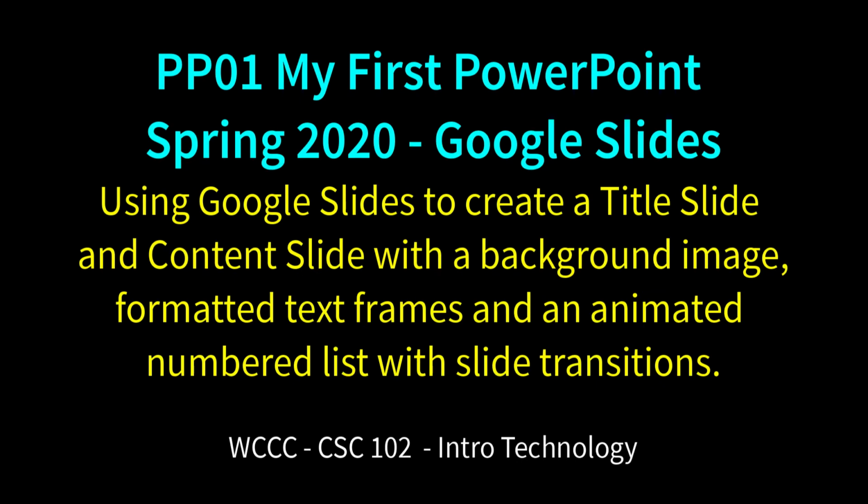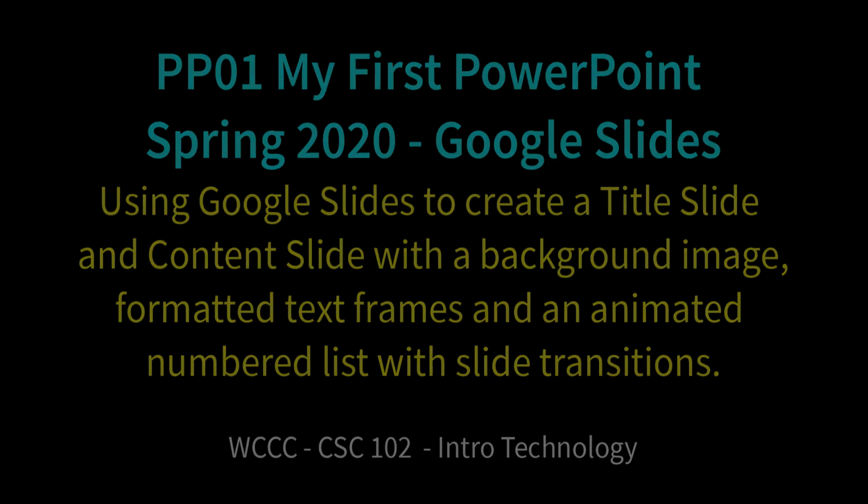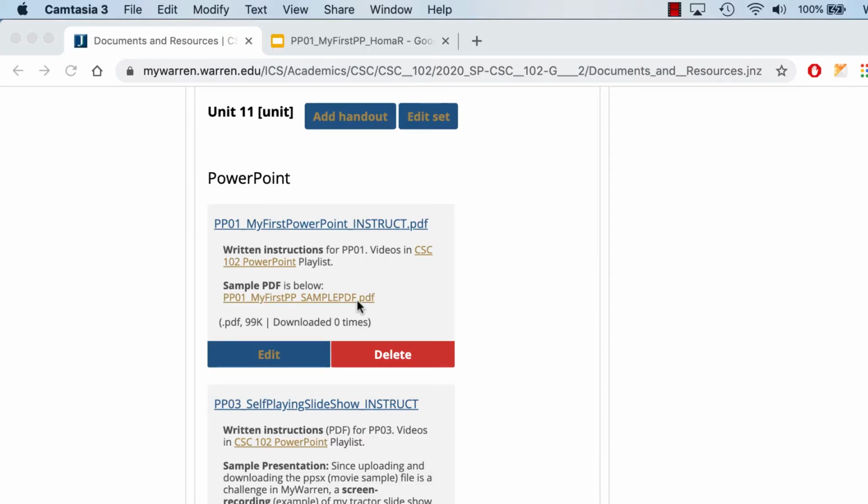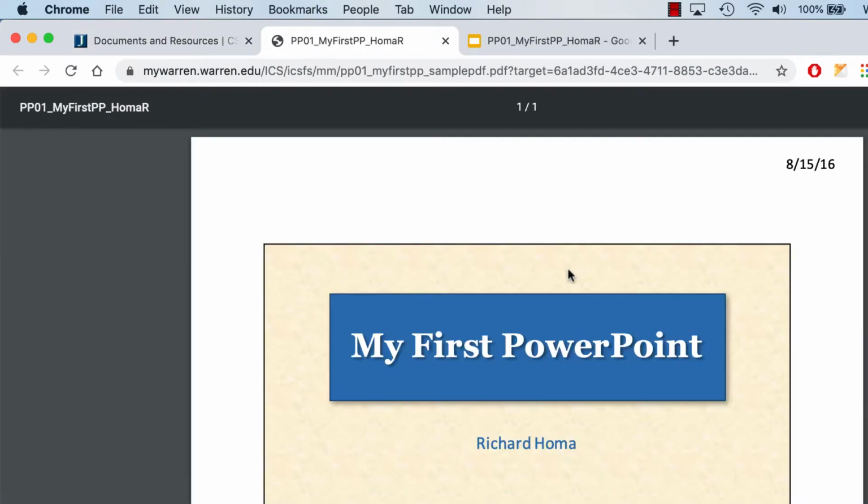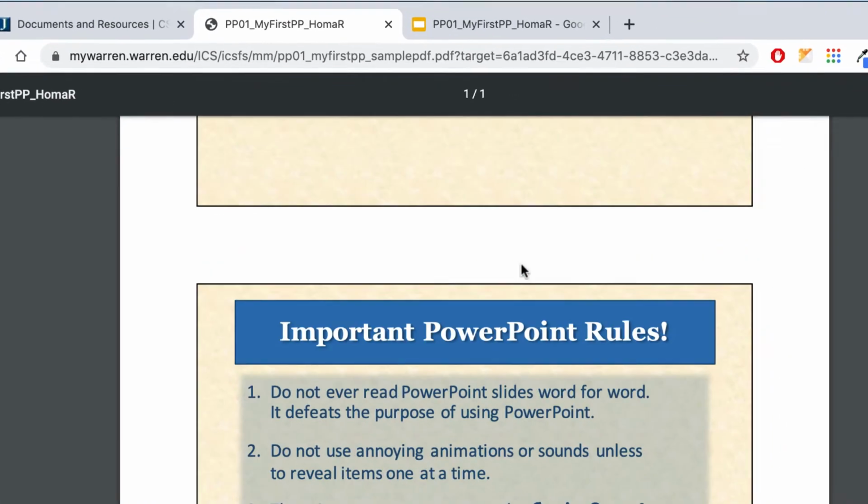Welcome CSC102 to PP01, my first PowerPoint. This is the Google Slides version. Just like we use Sheets for Excel and Docs for Word, we're going to be using Google Slides in place of PowerPoint for this exercise. This is an example of the one we do for PowerPoint. It's just a PDF, so it's static, it's not the actual PowerPoint.